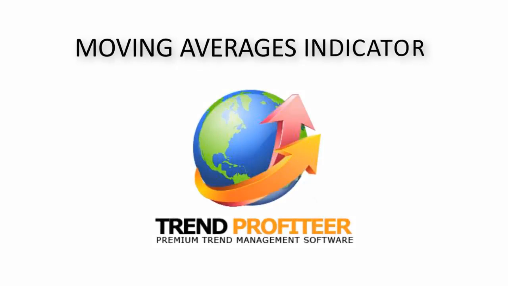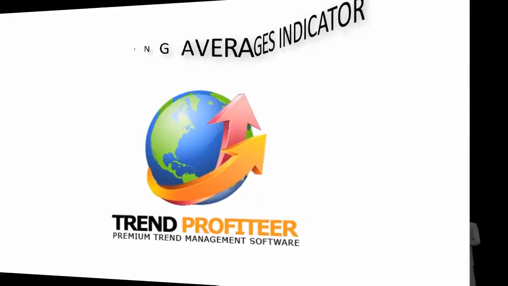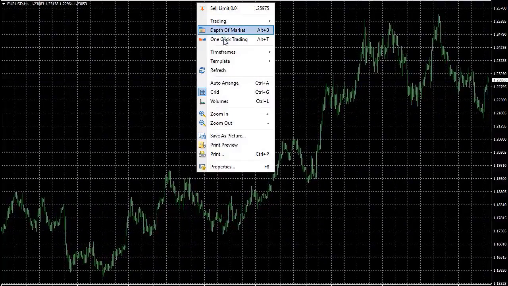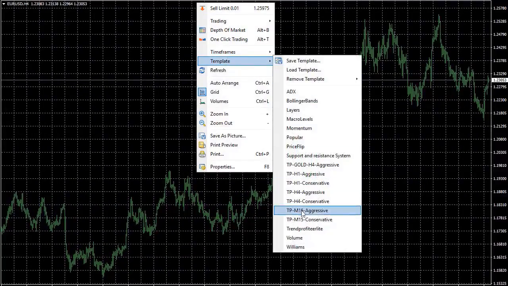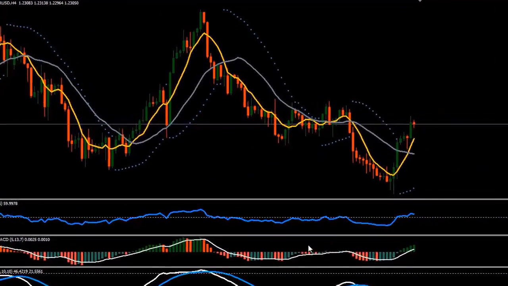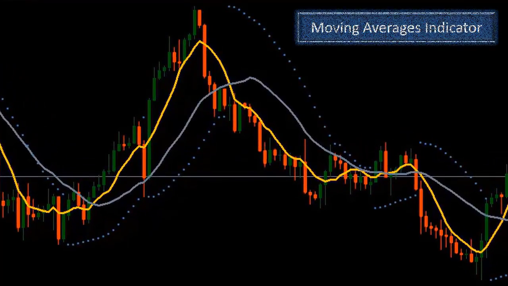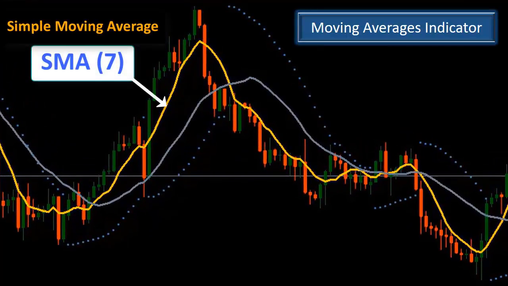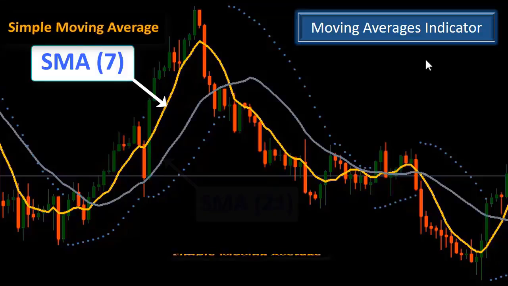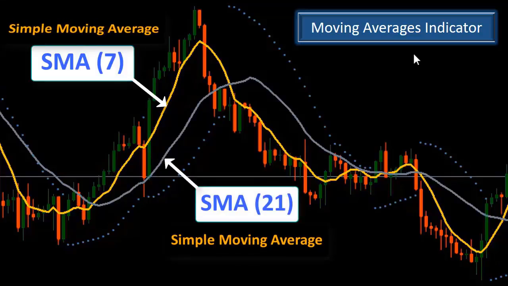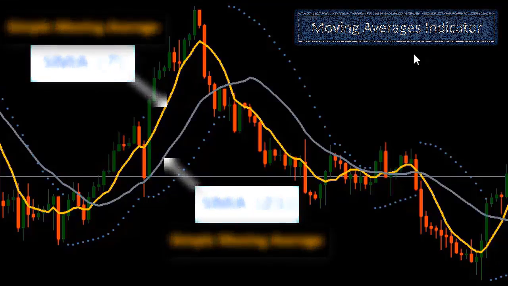Moving Averages Indicator. The Moving Averages Indicator accurately represents the average of price over the last number of set bars and indicates whether the price, on average, is rising or falling. There are 2 moving averages in this system. 7-period moving average, yellow moving average. 21-period moving average, gray moving average.